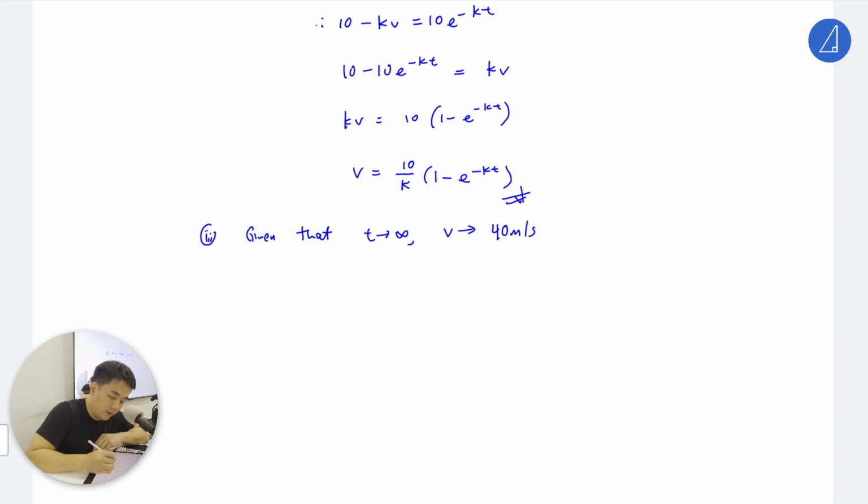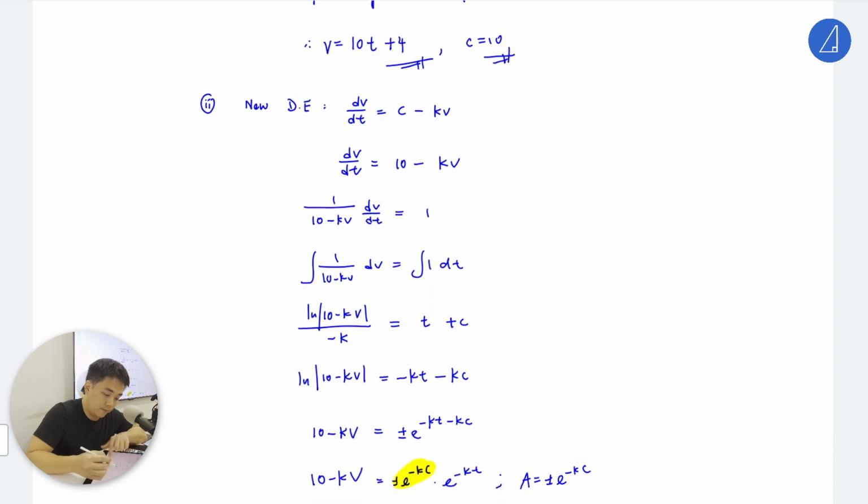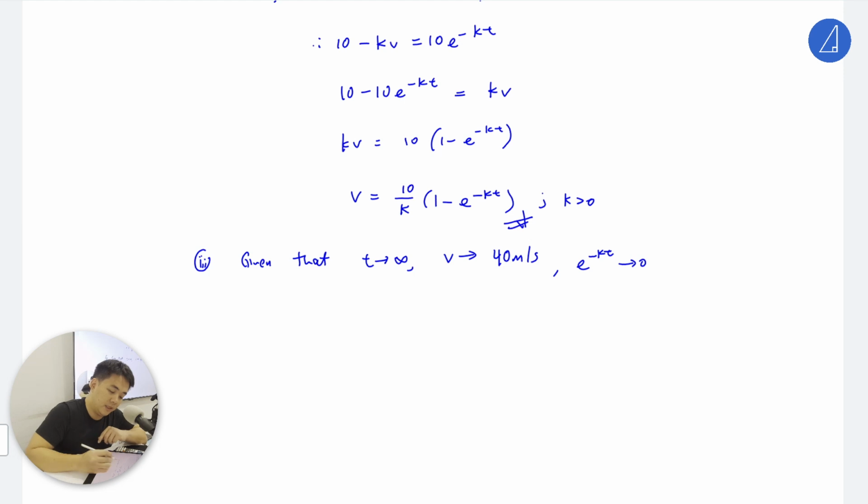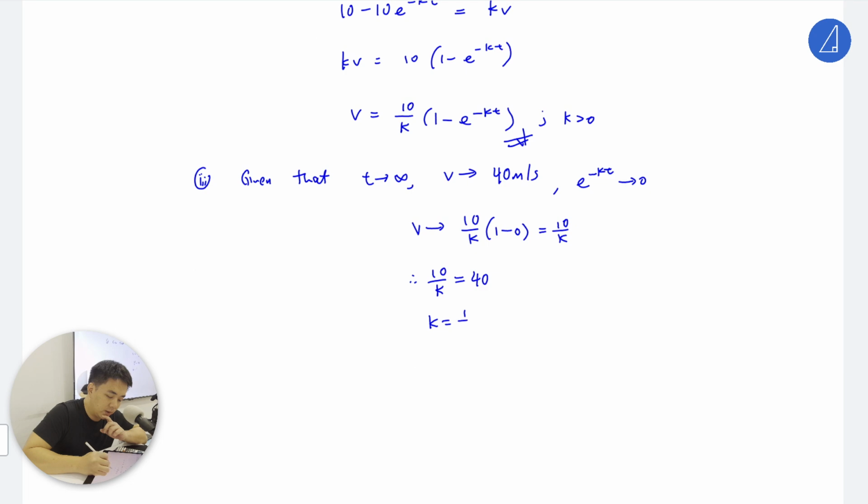So essentially here, we also know that e^(-kt), since k is a positive constant, this is important. If k is positive, this will go to 0. Then from this equation here, v will tend to 10 over k times (1 minus 0). So hence it will just be 10 over k. So 10 over k will just be 40. So k will just be 1/4.